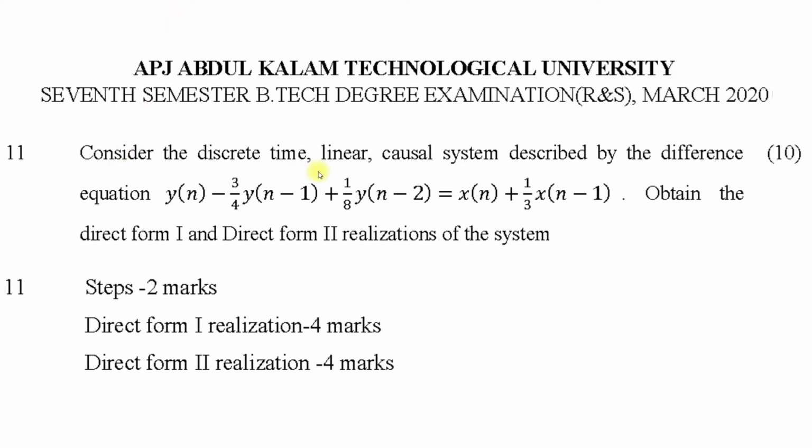Consider the discrete time linear causal system described by the difference equation. Obtain direct form 1 and direct form 2 realizations. The scheme: steps 2 marks, direct form 1 realization 4 marks, direct form 2 realization 4 marks.